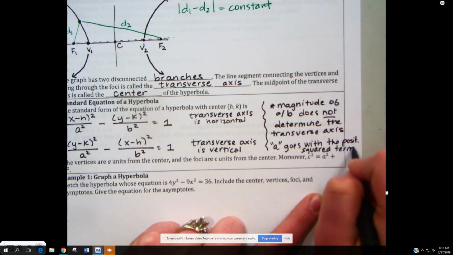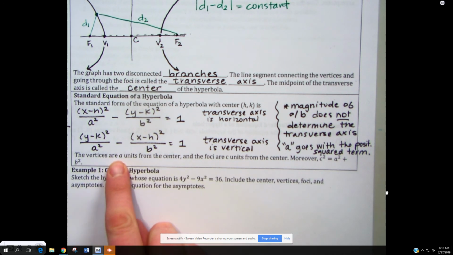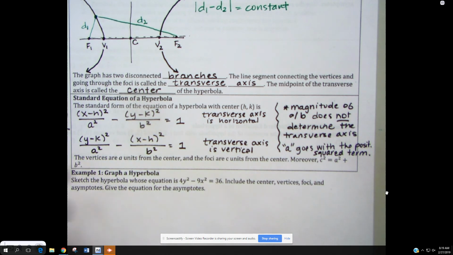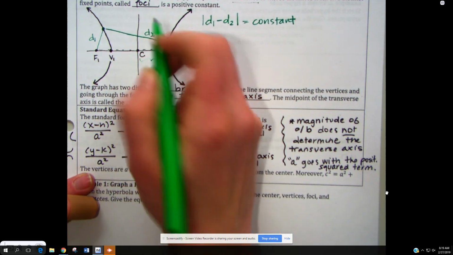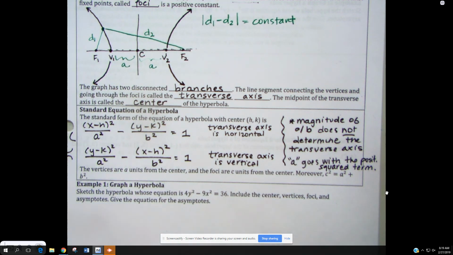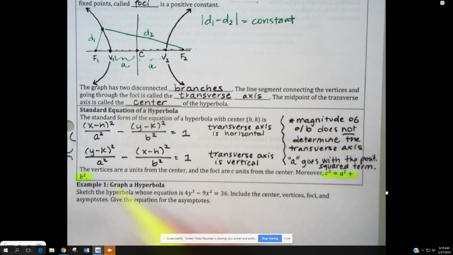And then I don't want it to get lost, but right underneath, the vertices are A units from the center. So if I wanted to add that to my picture here, from the center to a vertex would be A in both directions. B doesn't show up on our graph, but I will show you how to use it when we get to graphing from that standard form. And our foci, I don't want it to get lost here. It kind of got cut off by the page. But your C value is the distance from the center to the focus.